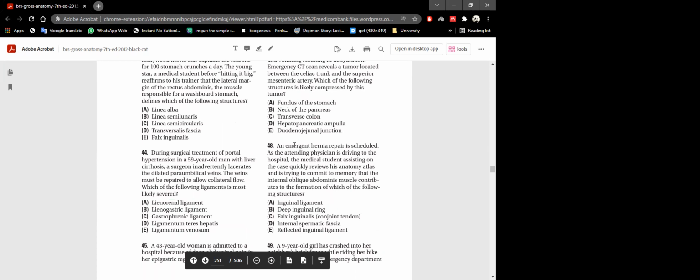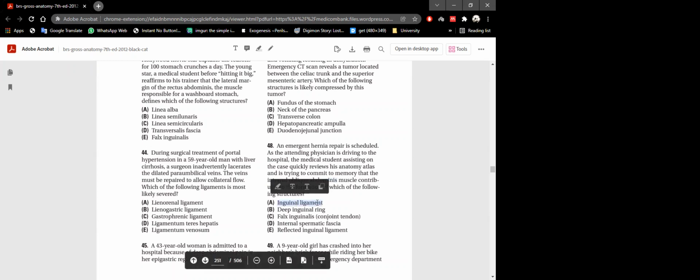This is another one, I think. An emergent hernia repair is scheduled. The medical student assisting quickly reviews the anatomy atlas and is trying to commit to memory that the internal oblique muscle. What does it help form? The internal oblique muscle forms, or helps in forming, which of the following? The conjoined tendon is made of two things. What are they? The internal oblique and the transversus abdominis.